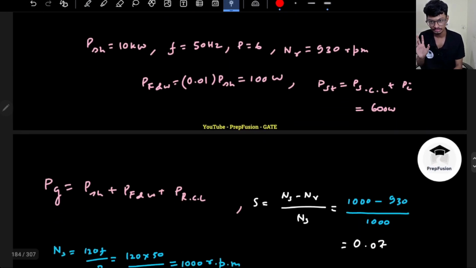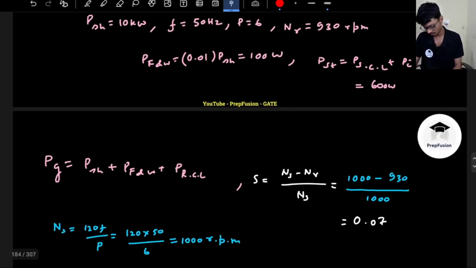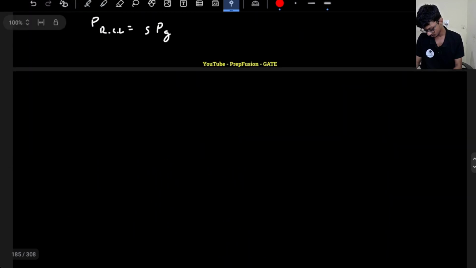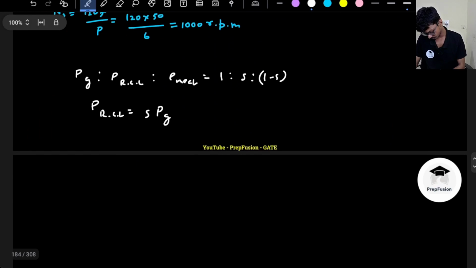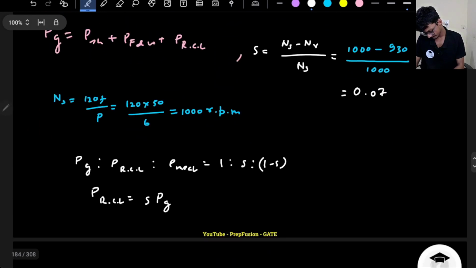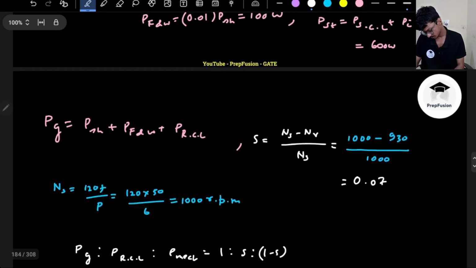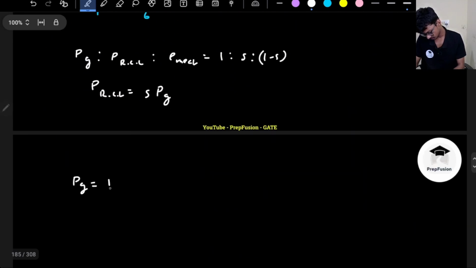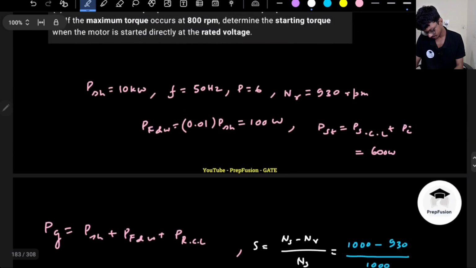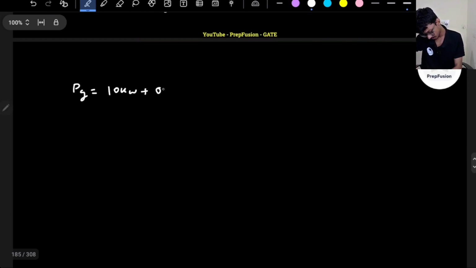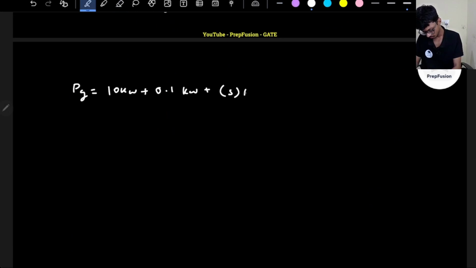So I don't need the rotor copper loss. I don't need to find it out. I can replace it. So I can write here that Pg will be equal to shaft power. I already know shaft power is 10 kilowatts, plus the friction and windage loss. Friction and windage is given as 100 watts, right? So it is basically 0.1 kilowatt plus (1 plus S) into Pg.